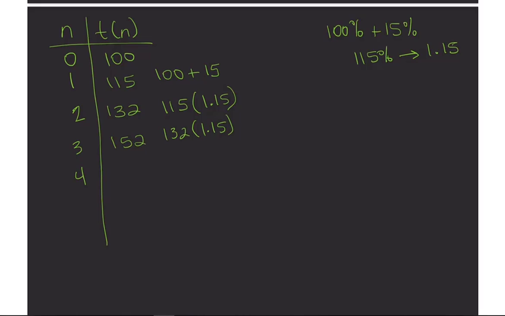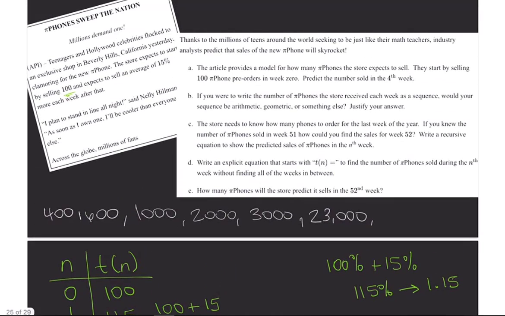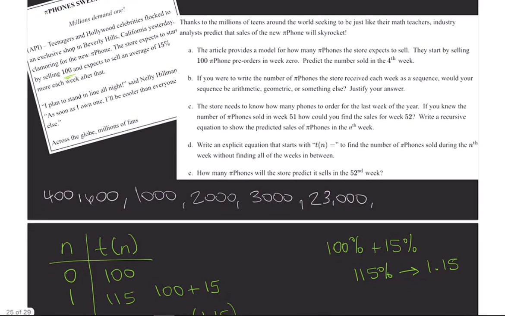So you guys tell me, how many phones do they sell in the 4th week? $174. That works. Yep. So that answers our A question, right? Predict the number sold in the 4th week, right? And we figured it out to be 174.